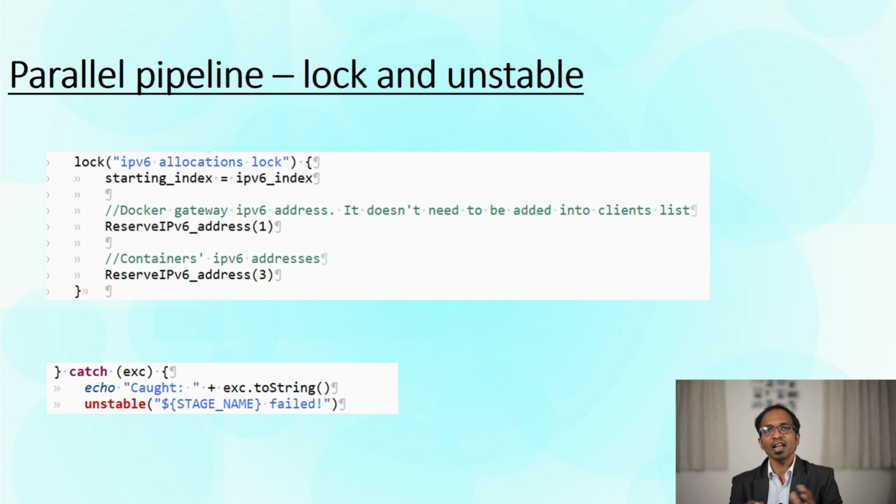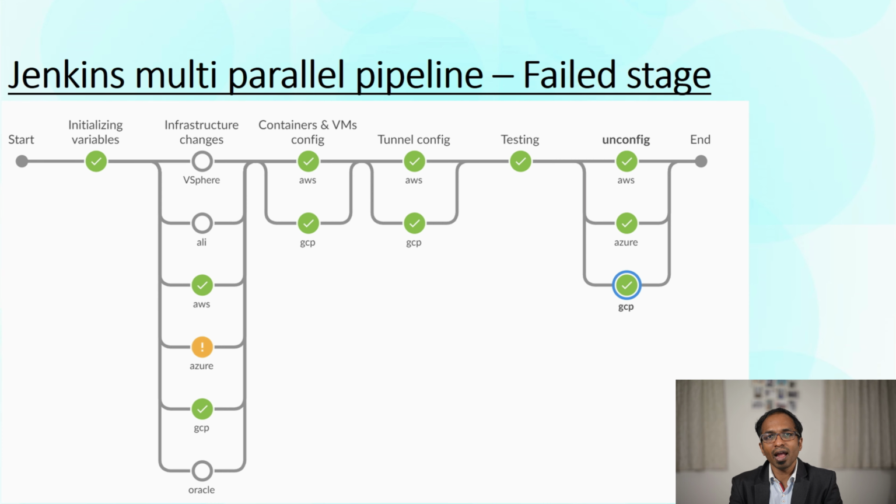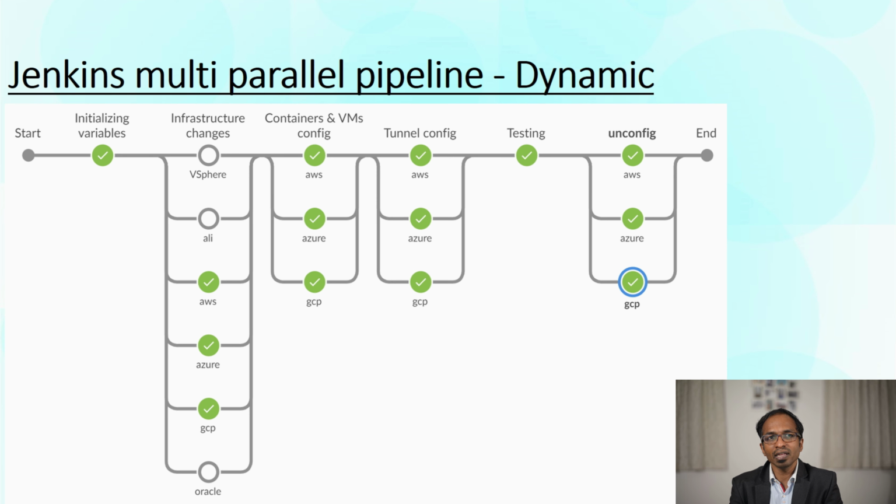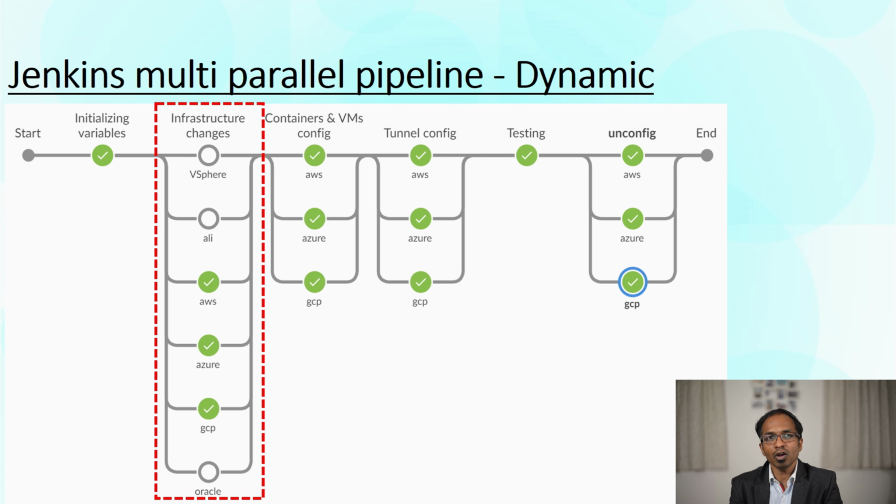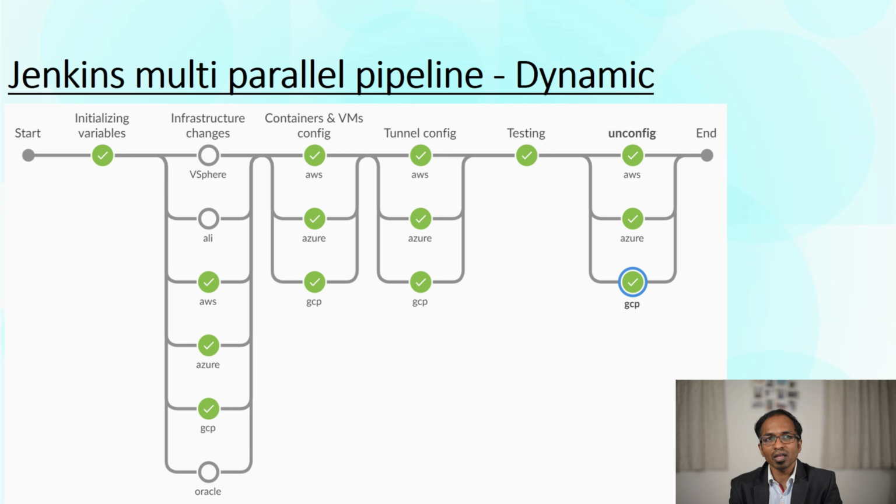If a stage fails, you don't want to stop the whole build process. You can dynamically mark a stage as failure using unstable function. You can dynamically add or remove stages. As you see in this screenshot, I used only 3 clouds in this deployment. I grayed out unused clouds during build and removed all other clouds in the remaining stages.